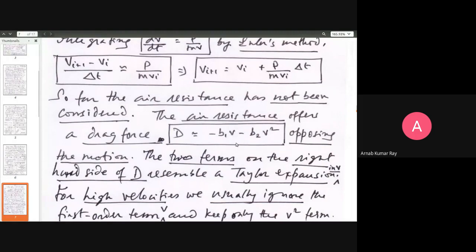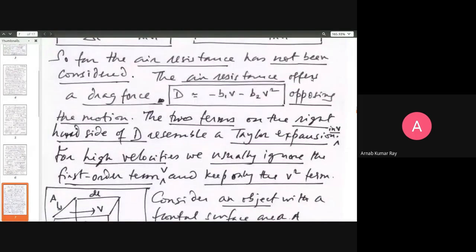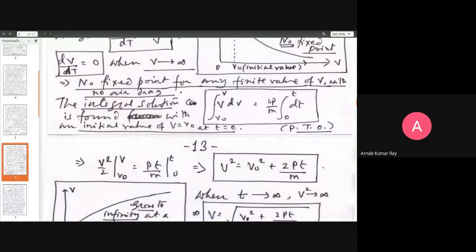So let us see. We will start with a little broad discussion. The air resistance offers a drag force. We are writing the drag force capital D to be proportional to both the first power of the velocity and the square power of the velocity. The negative sign implies drag, which means resisting motion, and B1 and B2 are proportional constants. Now, you noticed I've written V and V squared. Now, you will say, why have you kept both? Let us see. That's a generalization.